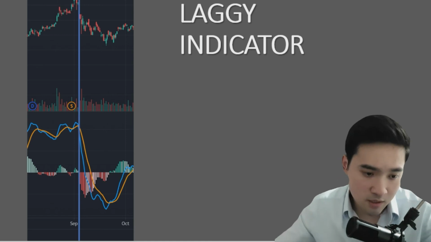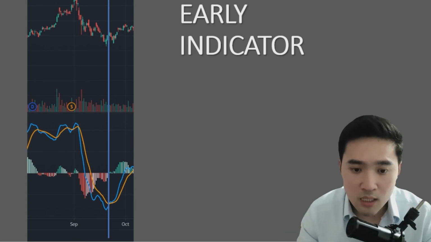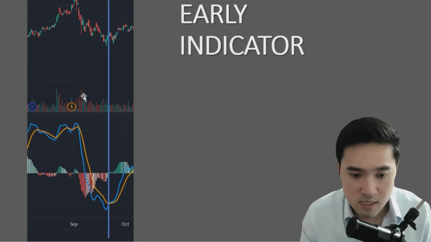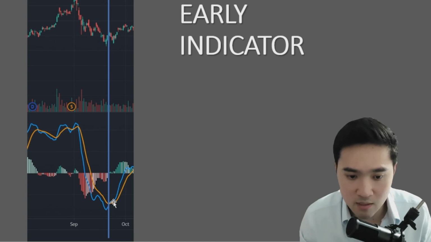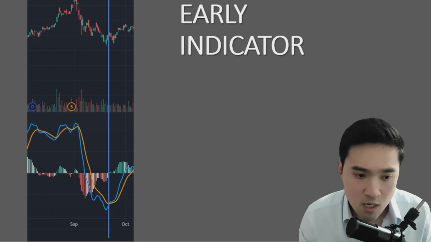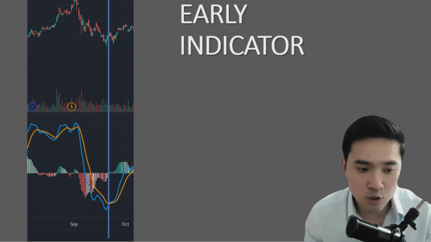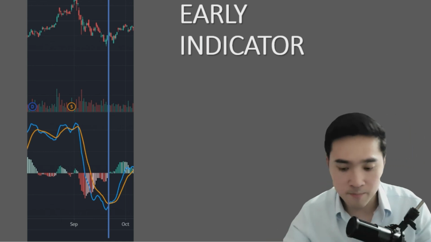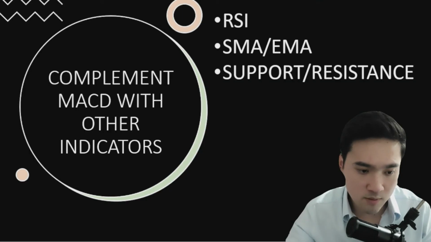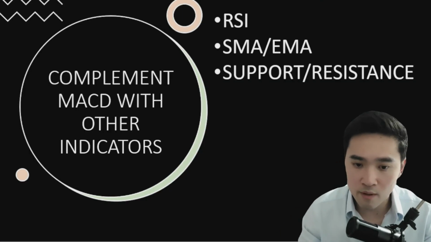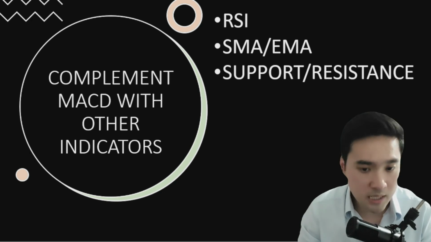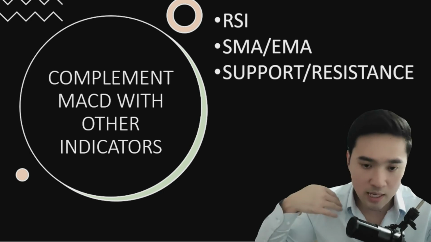Next, on the opposite spectrum, it can be an early indicator, when the price starts to spike up, but it is a false spike, and then it drops back down. As you can see over here, it crosses, but it's not a convincing cross. So therefore, the MACD is either too laggy or too early. That is the limitation of it. So usually I'll complement it with RSI, SMA, or EMA, or I take a look at the support line or the resistance line.